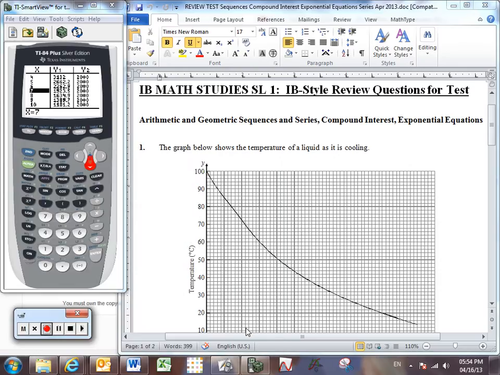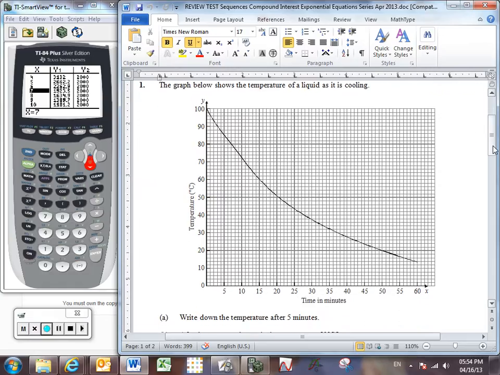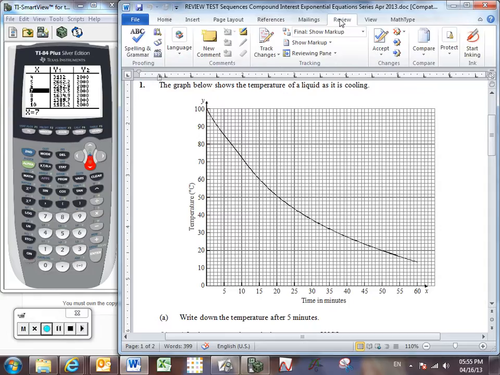Alright, let's look at some IB style review questions for this test on arithmetic and geometric sequences and series, compound interest, and exponential equations. So here's an exponential equation question. We can see that this is an example of exponential decay as the graph is getting smaller and smaller and smaller each time. And in part A it says write down the temperature after 5 minutes.